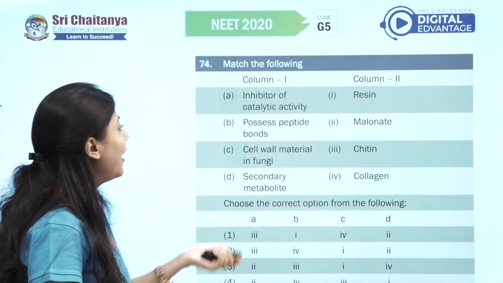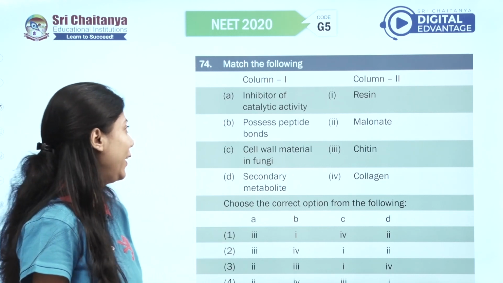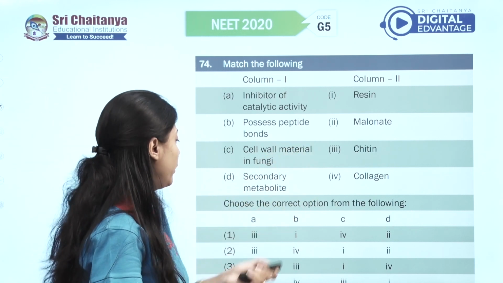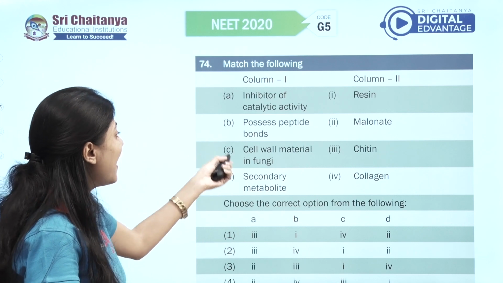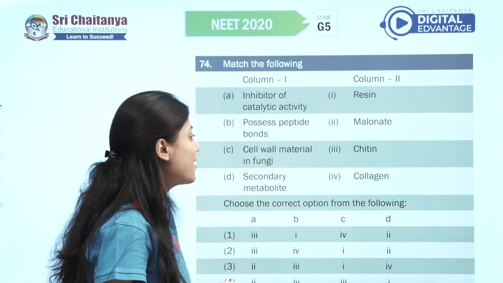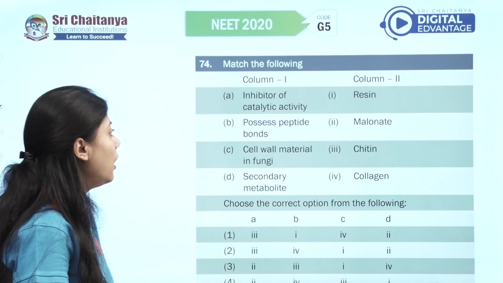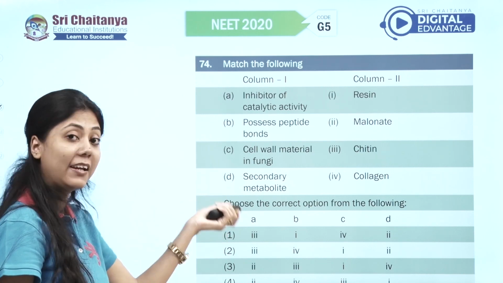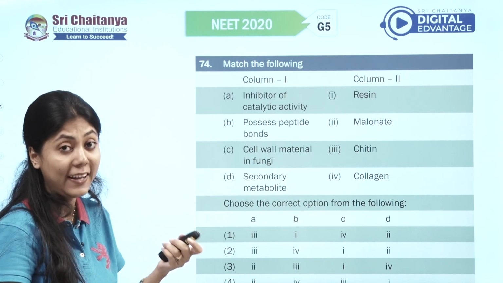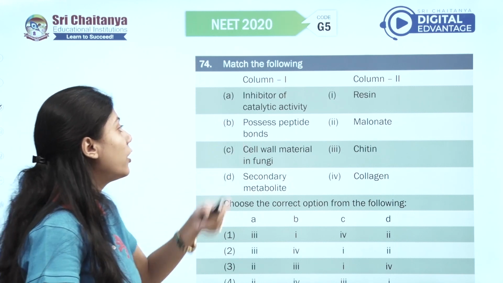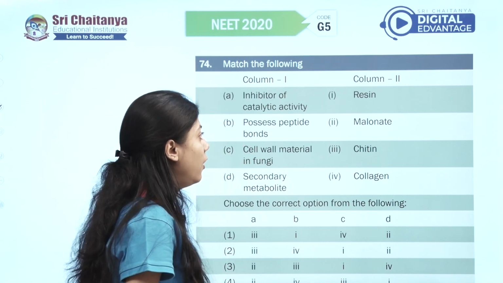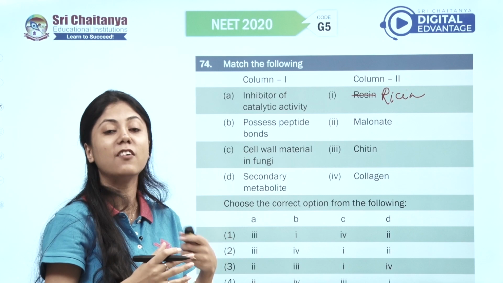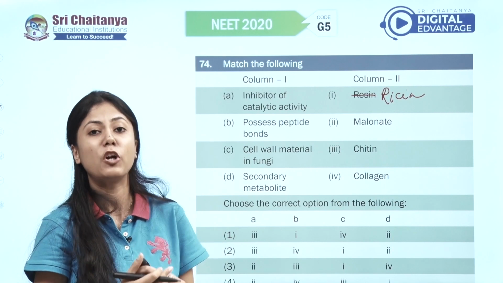So let's move ahead. Again, we have another match the following. Inhibitor of catalytic activity. It is malonate, okay? Next, possess peptide bonds. Which one will be possessing peptide bond? Collagen will be possessing peptide bond. Then you have cell wall material of fungi, that is chitin. Chitin is a polymer of N-acetyl glucosamine. And then secondary metabolite, it is ricin. It's not resin, it is ricin. Okay? Ricin, it is basically a poisonous substance which is produced by castor.